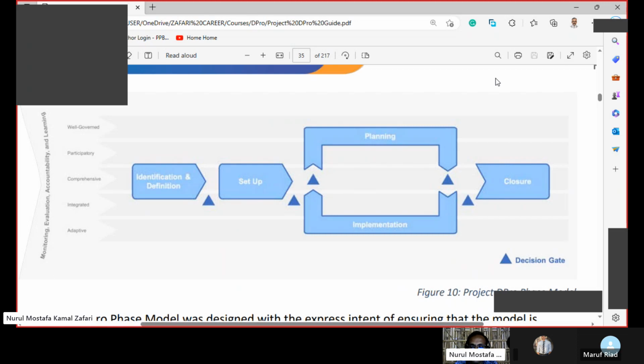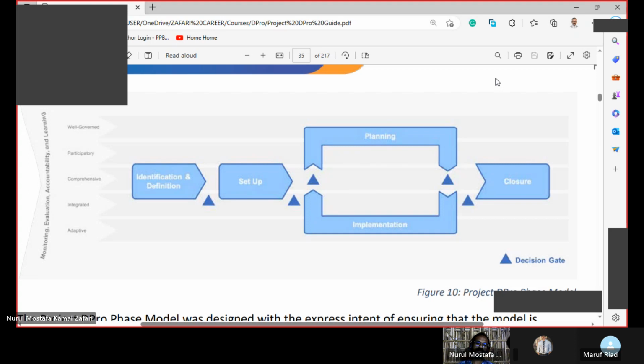Now let us understand the decision gate first. There is a triangle in each gap of each phase. So if we look at the triangle, it is the decision gate. In each phase for the development and humanitarian sector, we have to decide whether we go forward or not, and we have to approve the decisions.